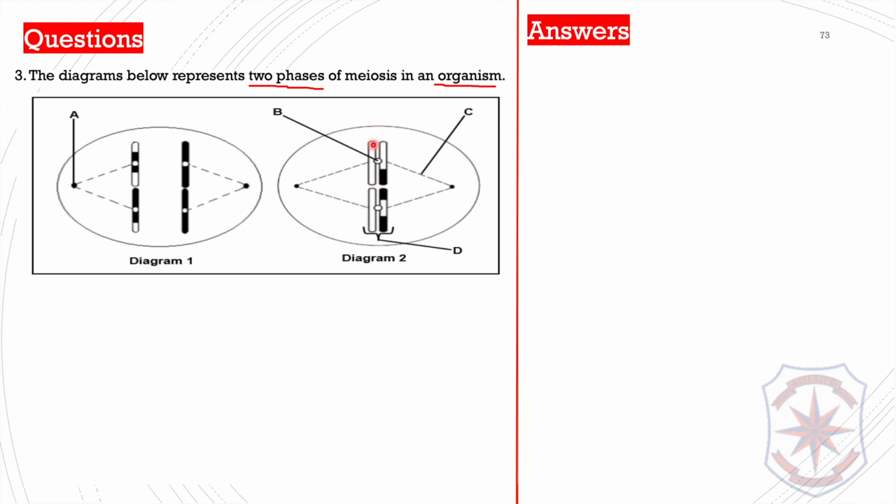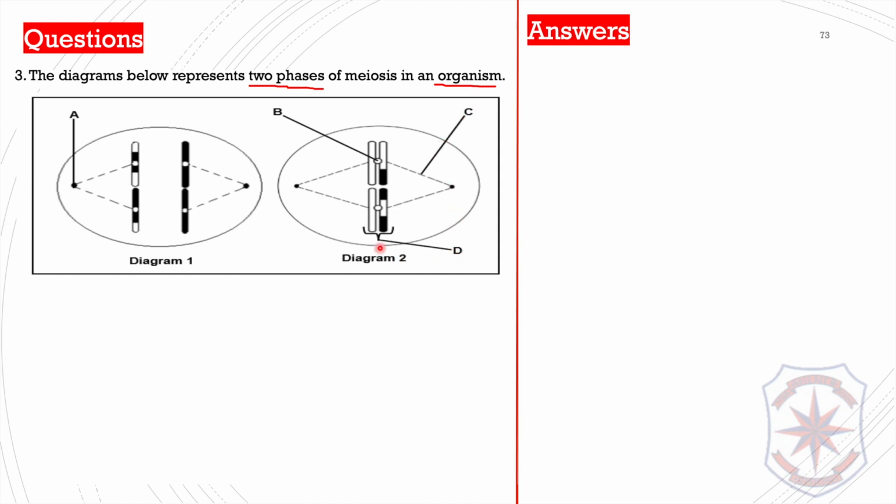But here they are aligned at the equator singly or individually, and that is metaphase 2. Okay, so we have that structure in the middle or at the center of the replicated chromosome. What is that structure called? That is called the centromere. And then we have that structure that is produced by the centriole, and it is attached to the centromere. That structure is known as the spindle fiber or spindle thread.